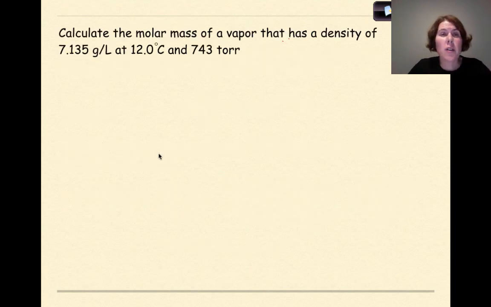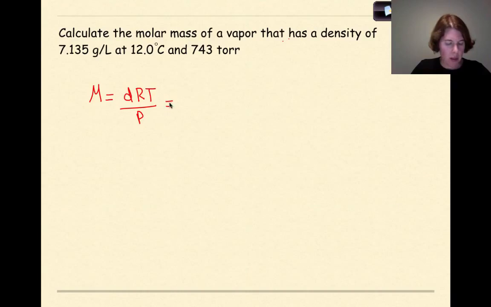All right, let's look at another example. Calculate the molar mass of a vapor that has a density of 7.135 grams per liter at 12 degrees Celsius and 743 torr. Looks like I was really in love with torr when I was making these. So I'm going to write out my formula again to calculate molar mass. So molar mass is equal to density RT over P.